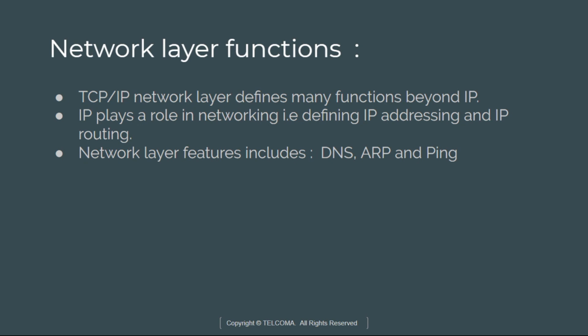Now the TCP/IP network layer defines many functions which are beyond the Internet Protocol. IP plays a role in networking, that means defining IP addressing and routing. For example, routing protocols like OSPF, which is Open Shortest Path First, exist as separate protocols which are defined in separate RFCs. So network layer features include the Domain Name System (DNS), Address Resolution Protocol and ping.